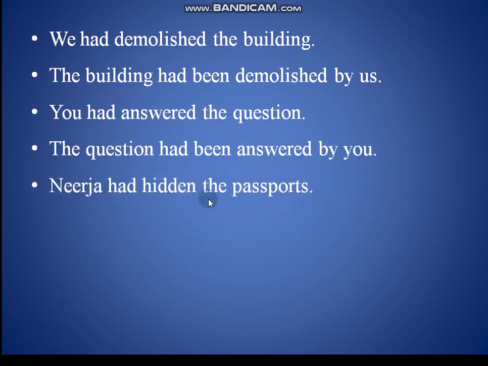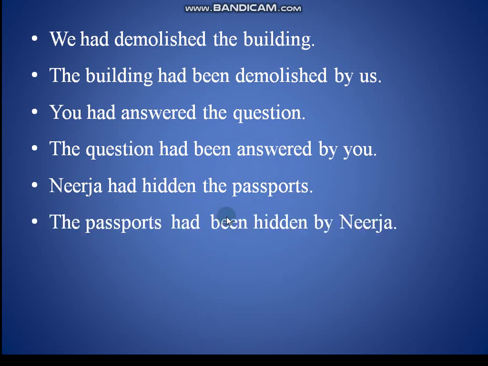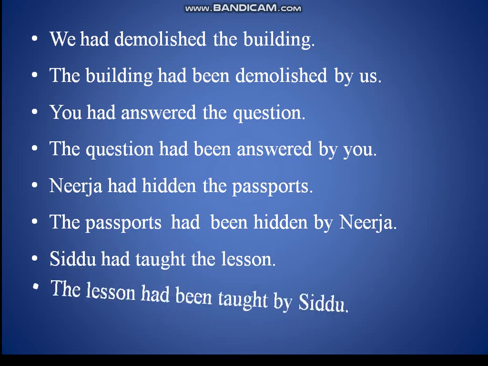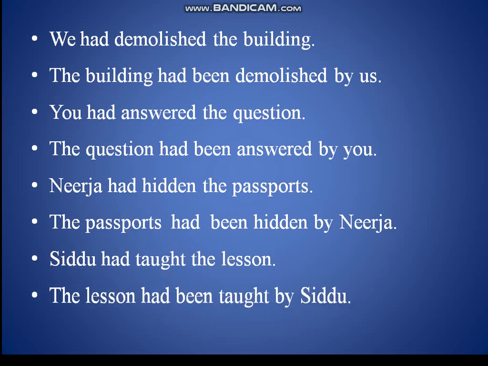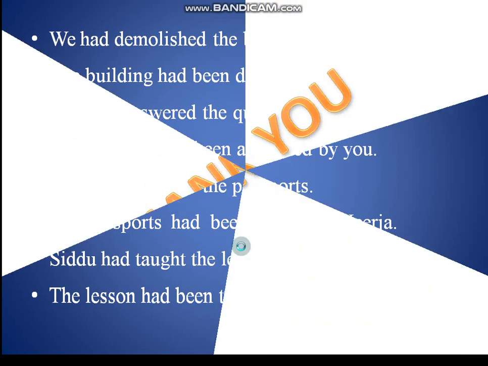Neerja had hidden the passports. Hidden means already it is in the V3 form. The passports is the object. If you take that into the place of subject, the passports had been hidden by Neerja. Sidhu had taught the lesson. The lesson is the object. Take it to the subject place. The lesson had been taught by Sidhu.